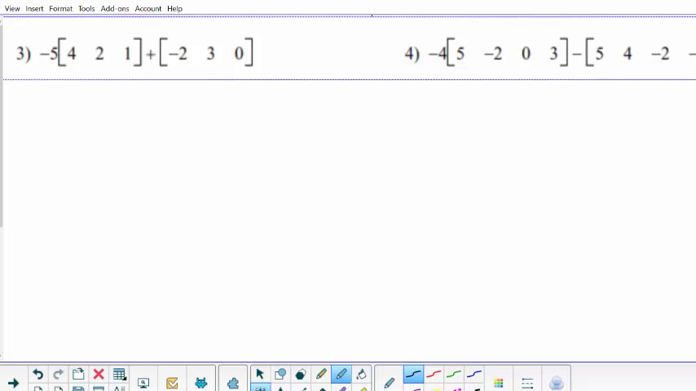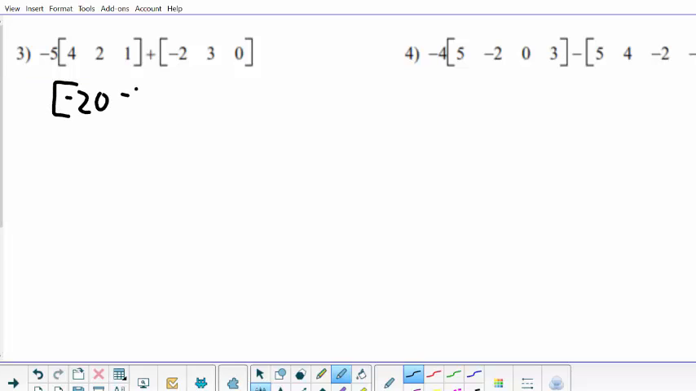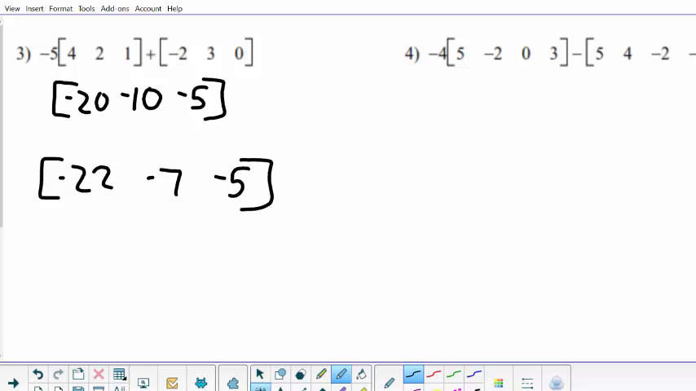All right, so number 3 here has a scalar on one of them. So what we need to do first is distribute that scalar through. So we'd have -20, -10, and -5. I'm not going to copy down the second one, but now we're just going to add them together. So -20 plus -2 is -22. Then we got -10 plus 3 gives us -7. Then -5 plus 0 is -5. So that would be our answer.